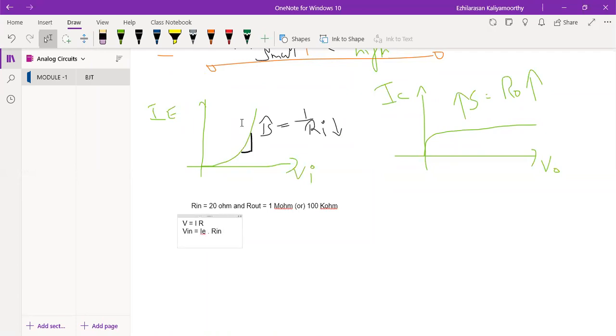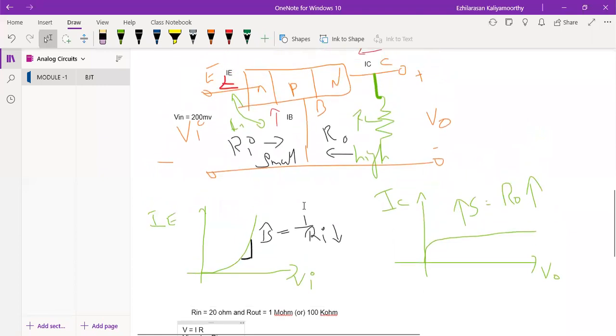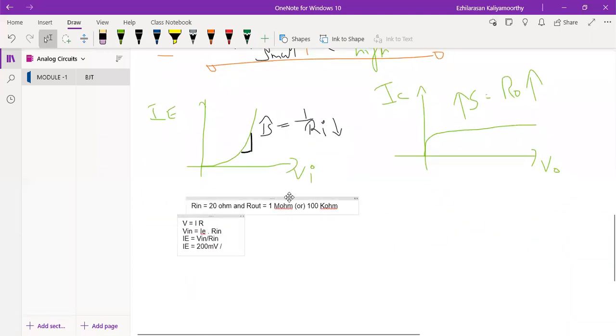Now from this, let us find out the IE. IE is equal to V in divided by R in. V in is 200 millivolt, and R in is the value we chose, 20 ohm. So IE is equal to 200 millivolt by 20 ohm, and the value will be 10 milliampere.